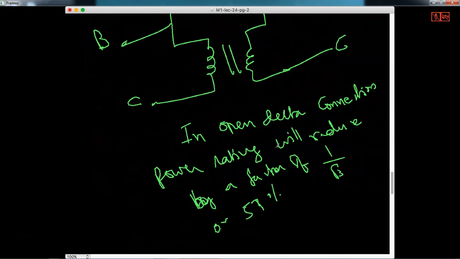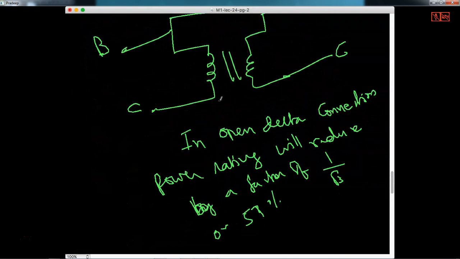Now this still works. See why it still works: let's draw the vector diagram. So, vector diagram.